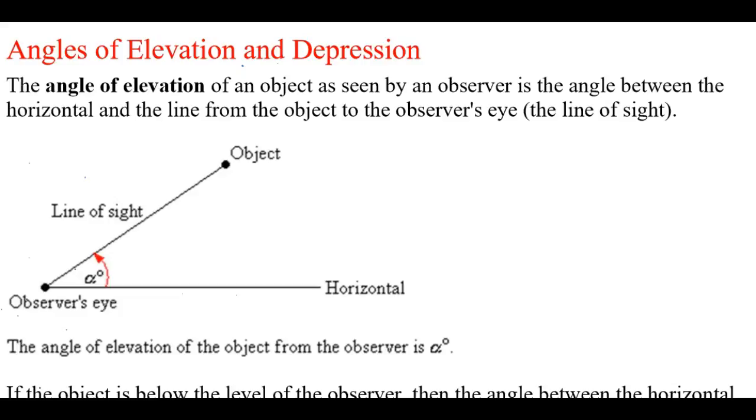Angle of elevation and depression. The angle of elevation of an object, as seen by an observer, is the angle between the horizontal and the line from the object to the observer's eye, the line of sight. So if you are the observer right here, and you're looking up, the angle that's created goes from here to here. Your line of sight to that object above creates that angle of elevation.